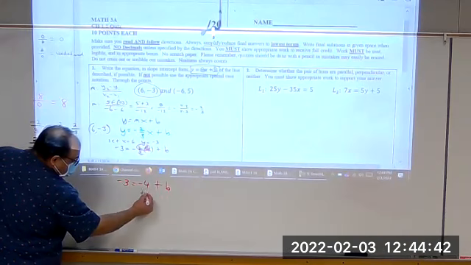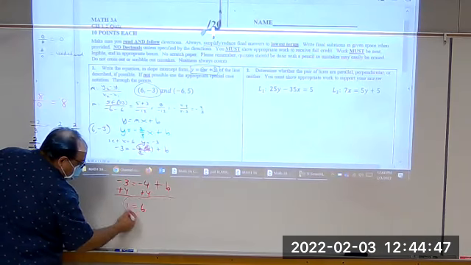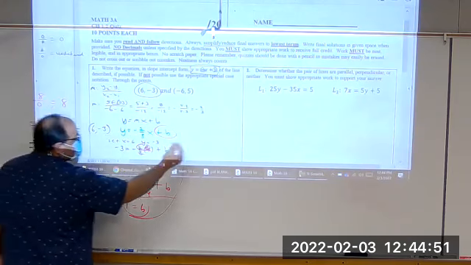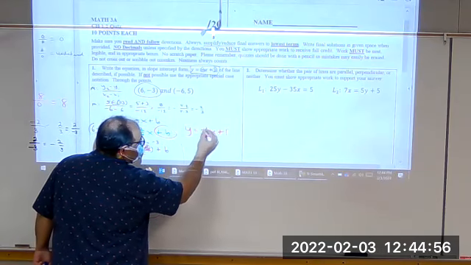To solve for B, we add 4 to both sides. -3 plus 4 is 1. The Y-intercept is 1. Finish the problem. Y equals -2/3 times X plus 1.